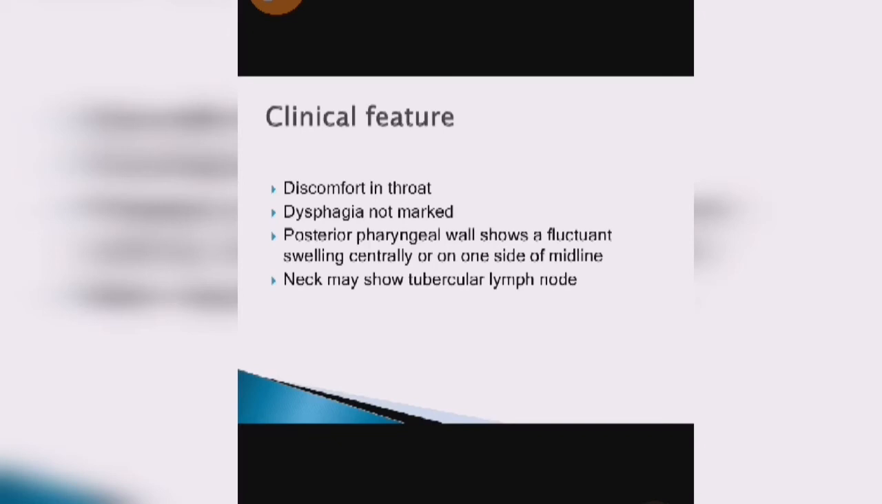You can see here dysphagia is present but not marked, not as much as compared to the acute. And the posterior pharyngeal wall shows a swelling centrally or on one side of the midline. It means that it may be in the midline or at one side of the midline. The neck may show tubercular lymph nodes.